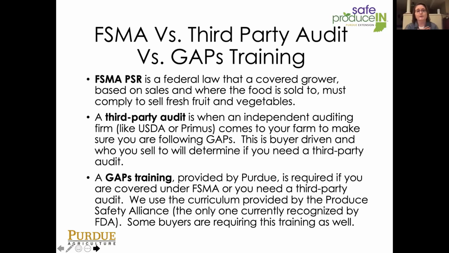A buyer will want to buy from a certain farm, and they're going to require that farm to get a third-party audit from somebody like USDA or Primus. So this is the independent third-party auditing firm that's going to go out to the farm and make sure they're following all the good ag practices. They check all these different things, and at the end of the day, if they pass, they get a certificate, and then the buyer says, okay, I'll buy from you because you've passed this third-party audit saying that you follow all these good ag practices.